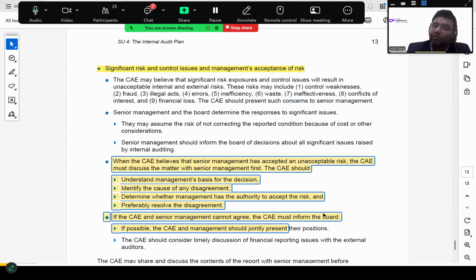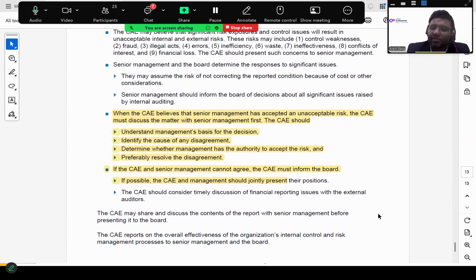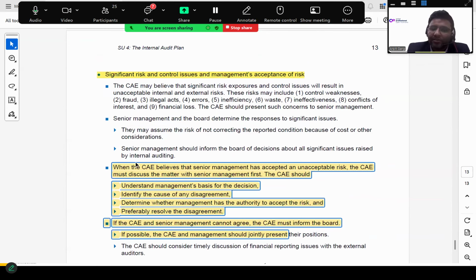The CA will now inform the board. And if possible, the CA and management should jointly present their positions. The CA should consider timely discussion of financial reporting issues also with the external auditors if required. Right? Otherwise, this is all important.